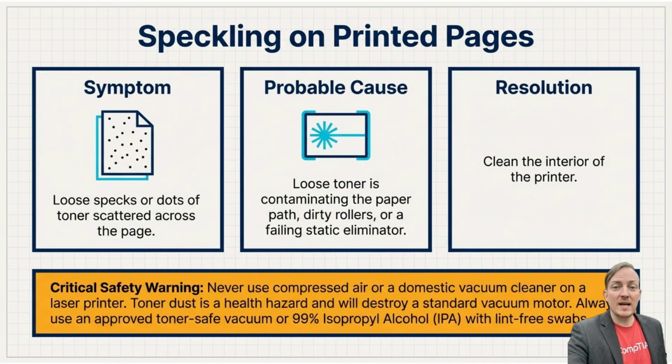What if you see speckling on printed pages? These are loose specks or dots of toner scattered across the page. This means loose toner is contaminating the paper path, you have dirty rollers, or a failing static eliminator. You need to clean the interior of the printer, but listen to this critical safety warning. Never use compressed air or a domestic vacuum cleaner on a laser printer. Toner dust is a severe health hazard and will completely destroy a standard vacuum motor. Always use an approved toner-safe vacuum or 99% isopropyl alcohol with lint-free swabs.